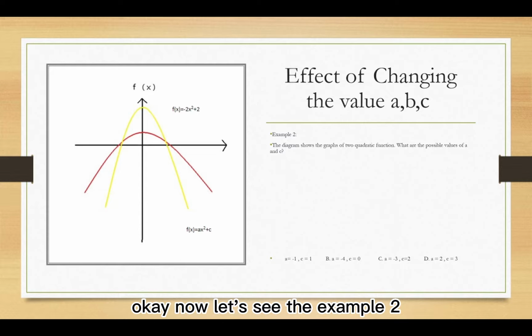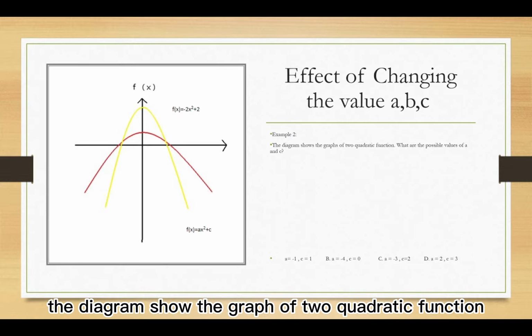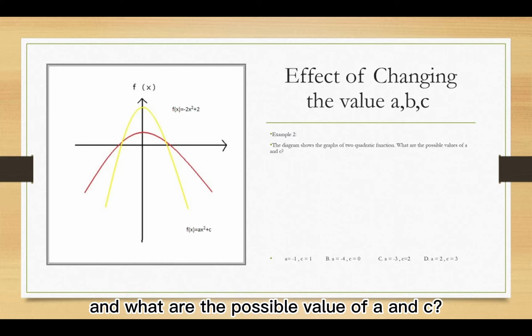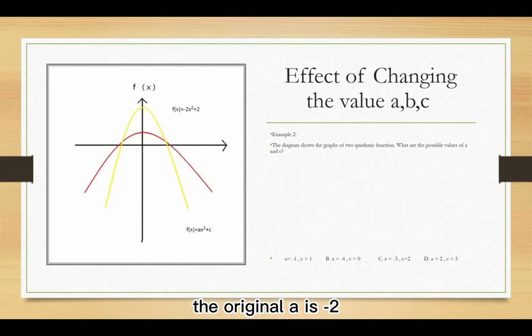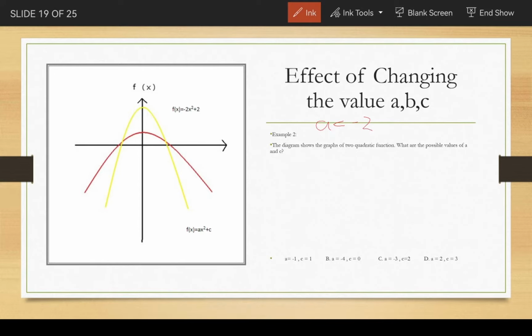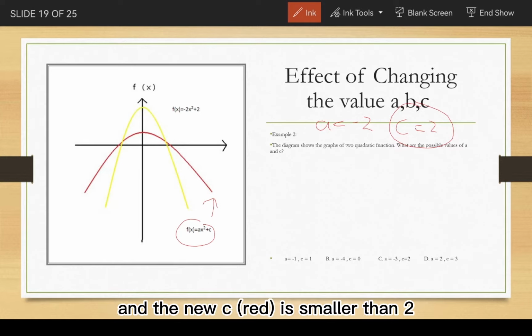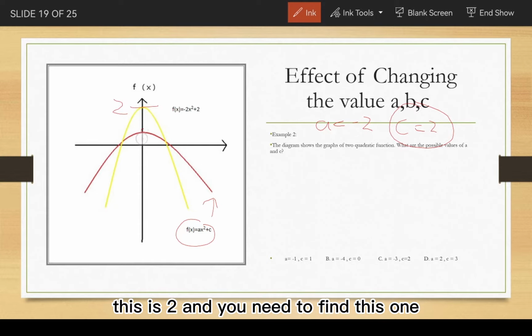Okay, now let's see example 2. The diagram shows the graph of two quadratic functions, and what are the possible values of a and c? Let us determine the original a. The original a is negative 2 and the original c is 2. The new a and c are here, with the red line. Now I will look at c first. You can see c is 2, and the new c, the red one, is smaller than 2. This is 2 and we need to find this one.